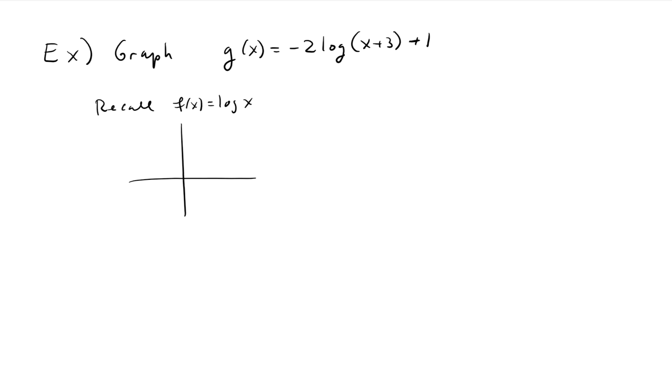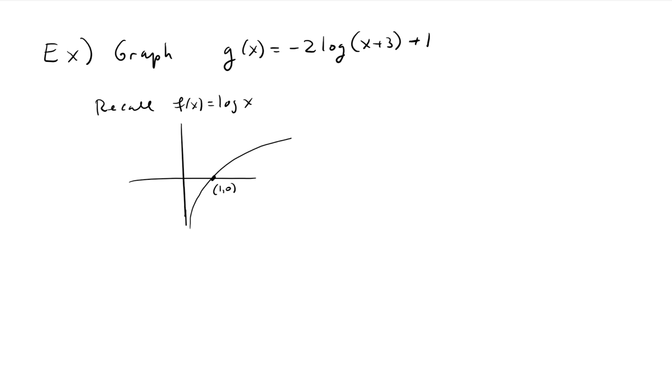Actually, you don't need to remember this. If you remember 10 to the x looks like this, you just need to reflect it across the line y equals x, and then you get the graph of log of x. So this goes, of course, through (1, 0). So what we're going to do is modify this graph to graph g.